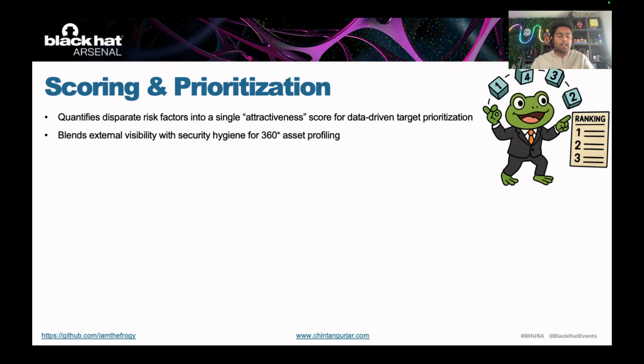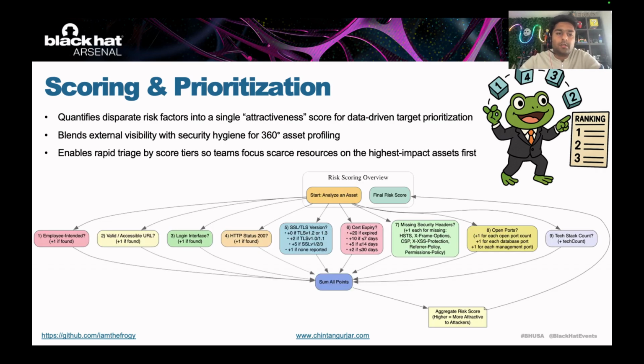So when I have all the information and all the assets along with the scores, the highest score assets will come first in the table and the lowest score will come at the bottom. And also there is a color grading so you can easily filter. So this is the core logic for the risk scoring.